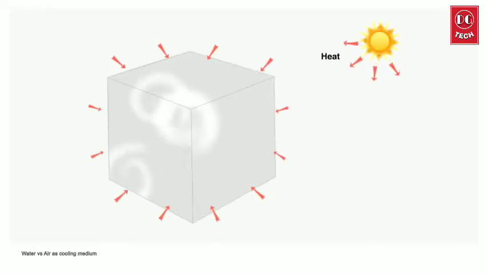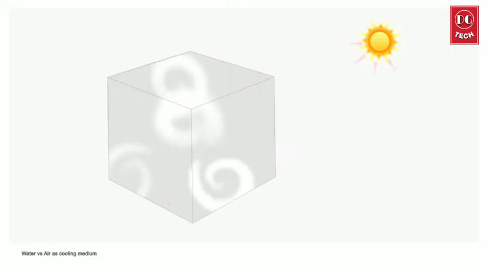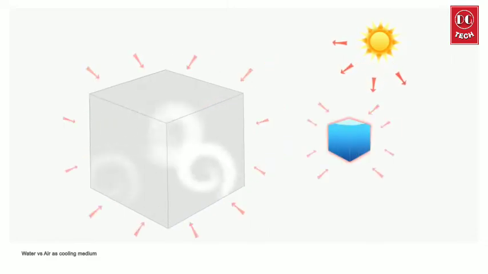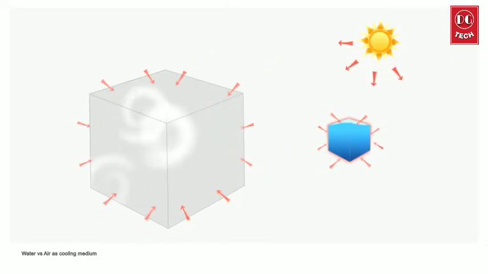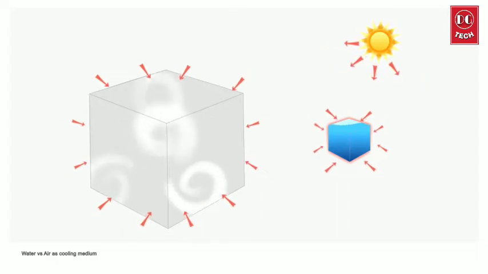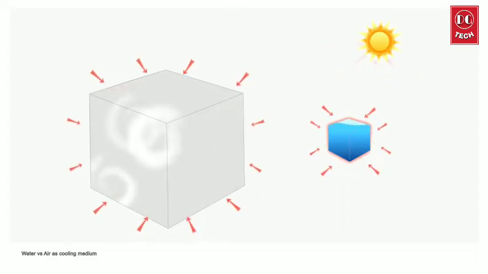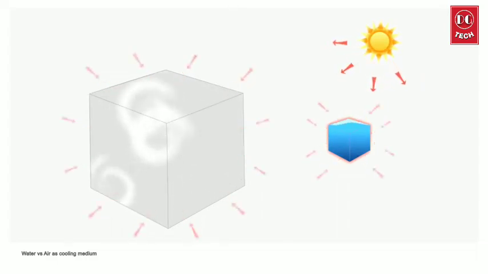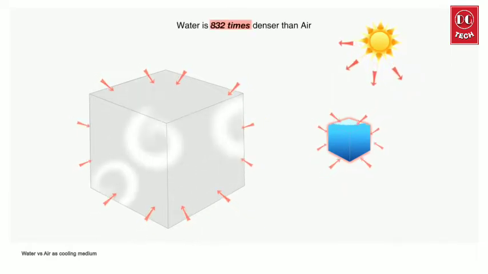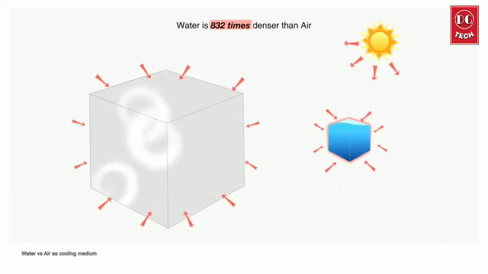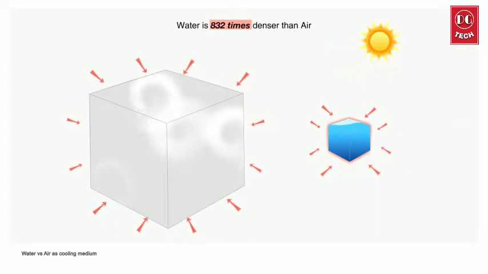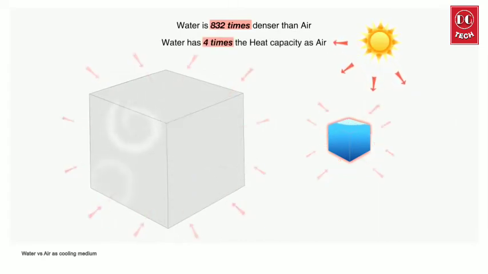Most current systems provide cooling by air. However, water can be an alternative to air in a lot of applications. Let's see how air compares with water as a cooling medium. Water is 832 times denser than air and has approximately 4 times the heat capacity of air.